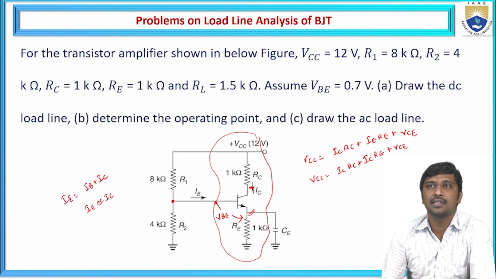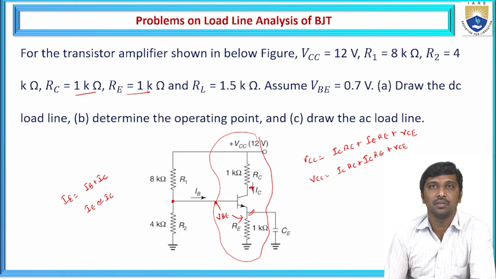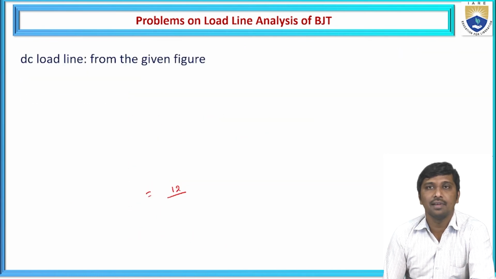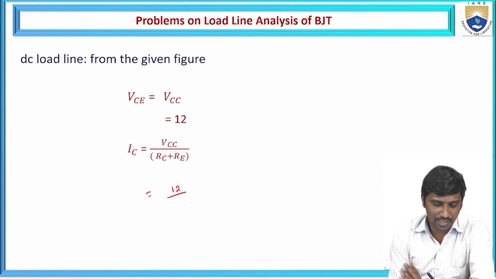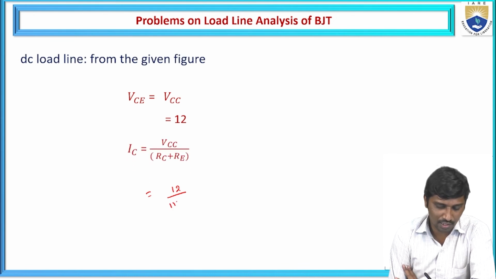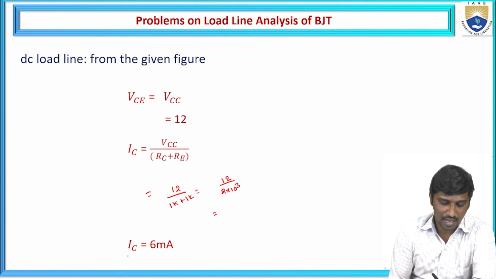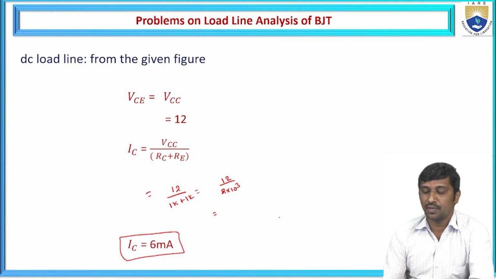The RC value is mentioned as 1 kilo ohm, and RE is also mentioned as 1 kilo ohm. Hence, we substitute the RC and RE values here. So VCC 12 by RC 1 kilo ohm plus RE 1 kilo ohm, means 12 by 2 kilo ohms. So then it becomes 6 milliamperes. Hence IC is equal to 6 milliamperes. Now by using this, we need to calculate the Q point.